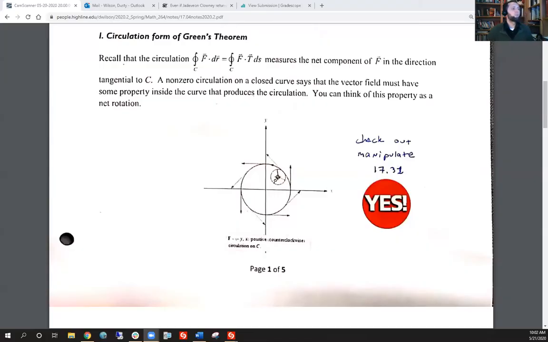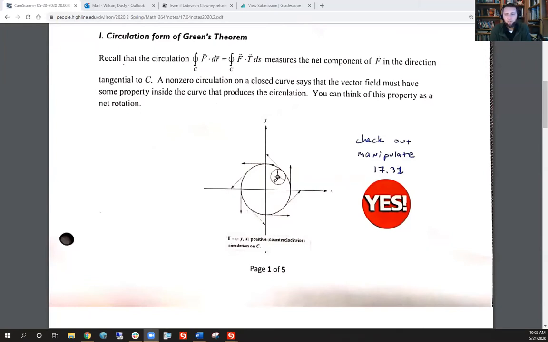So the subject of this section is Green's theorem, which is another step in this progression. It relates the double integral of derivatives of a function over a region in R2 to function values on the boundary of that region. So let's dive straight in. We're going to look at a couple of different forms of Green's theorem, and today specifically we're going to focus in on the circulation form of Green's theorem.